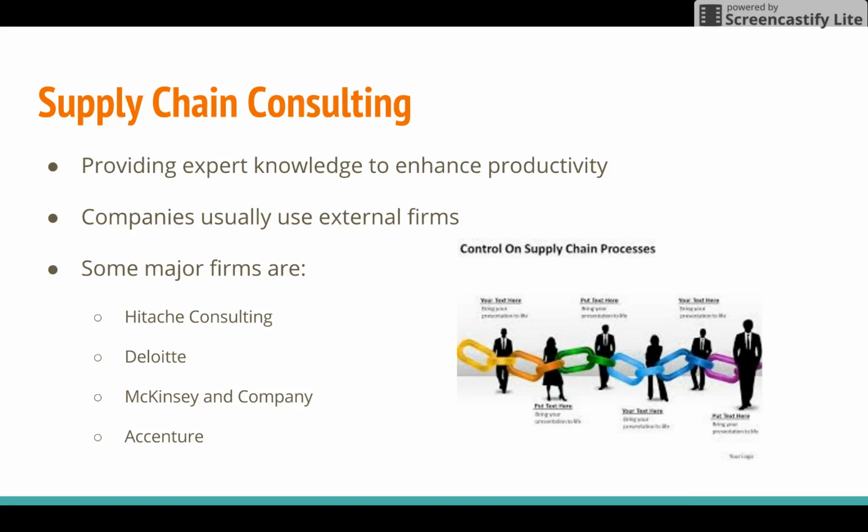So, one of the major concepts and one of the major benefits about supply chain management is supply chain consulting, which provides expert knowledge to enhance productivity. It is a service involved in the transfer of knowledge on how to exploit existing assets through improved coordination. It can hence be a source of competitive advantage. So it allows companies to know what they're going up against, also predict trends and all of that, which ultimately goes back to increasing a company's revenue. Some of the major companies in this field are Deloitte, McKinsey and Company, and Accenture.